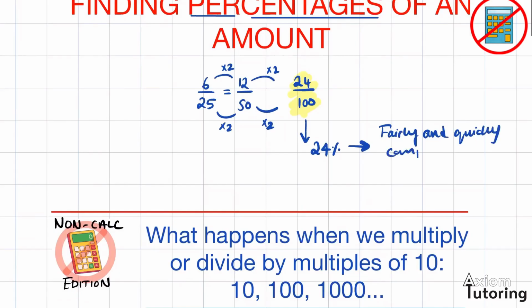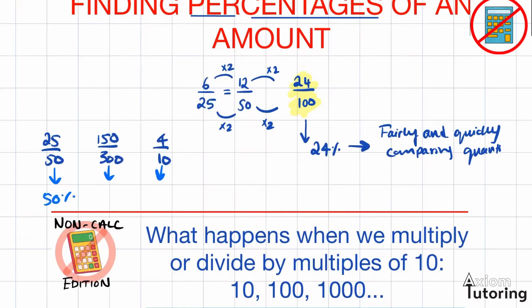And they're a very efficient way of fairly and quickly comparing quantities. Imagine that you have three other proportions that you're given: 25 out of 50, 150 out of 300, and 4 out of 10. If we write these as percentages instead, 50%, 50%, and 40%, the comparison immediately becomes much clearer.